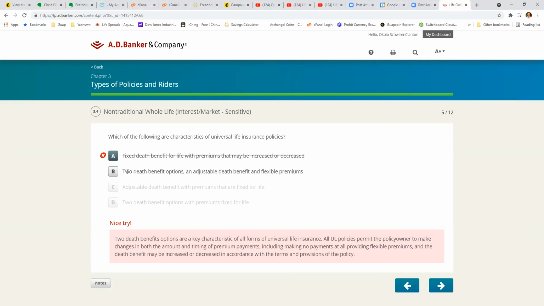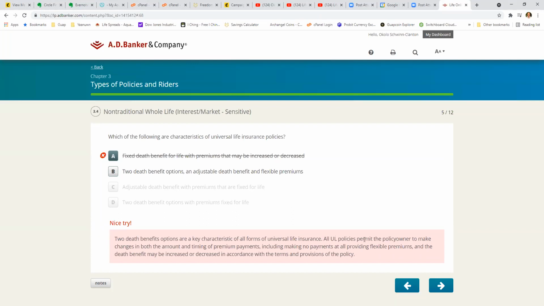Universal life policies, there are 2 death benefit options. An adjustable death benefit, where the death benefit can go up or down. Oh, of course. Yes. So what this means in simple terms is you can adjust the death benefit up or down, and then you can adjust the premiums up or down. So that's what we know. So 2 death benefit options are key characteristics of all forms of universal life insurance.